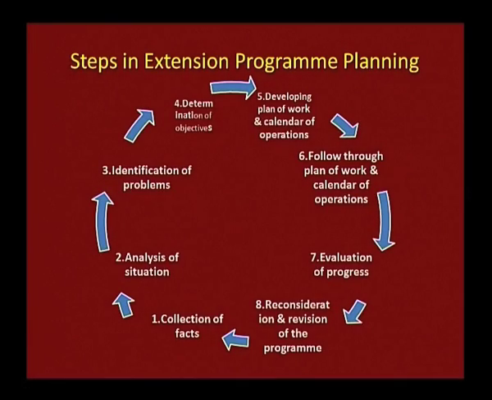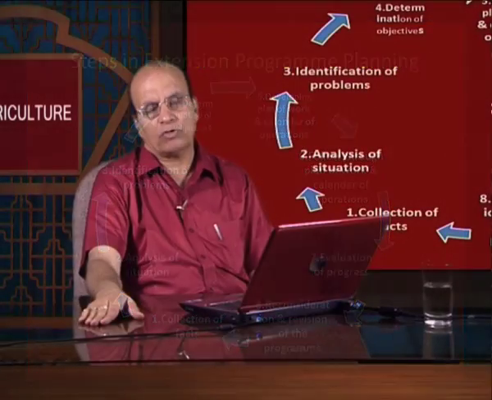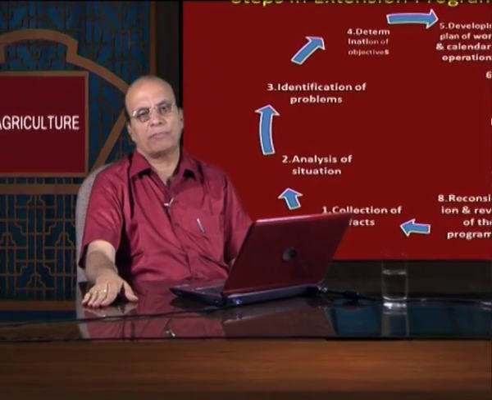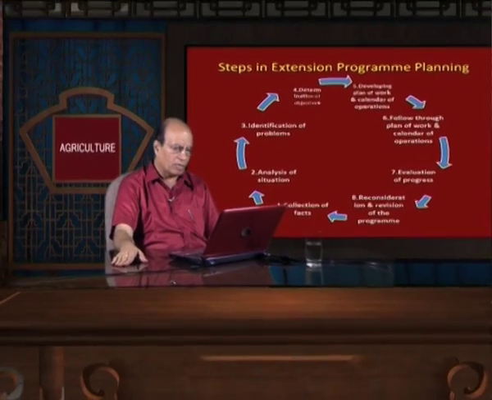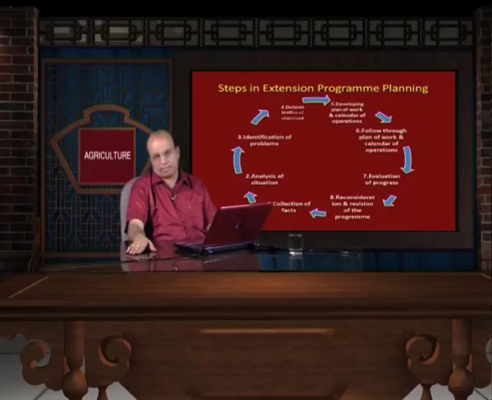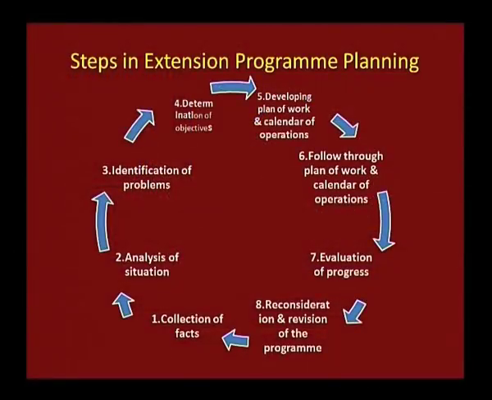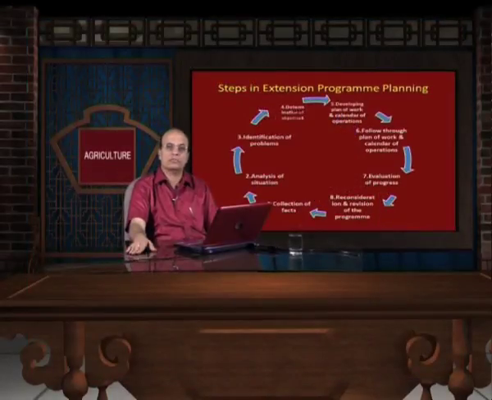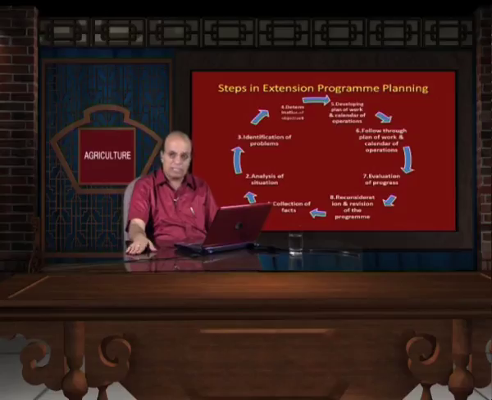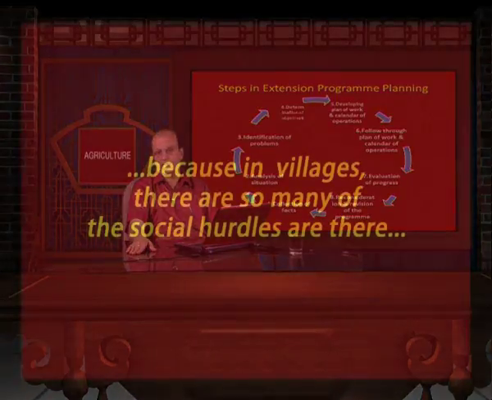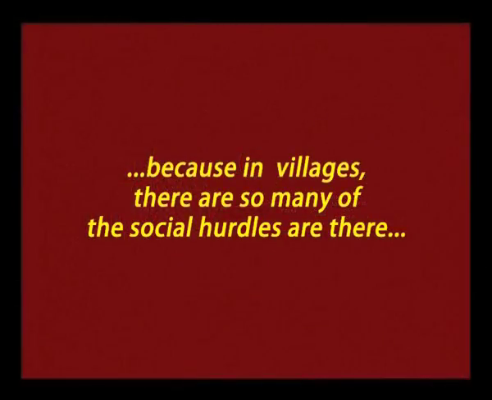There are certain steps of program planning. We have to process through the different steps of program planning. The first step is collection of facts, analysis of the situation. What type of resources are available in the villages? How best can we use the resources effectively? What type of population is there? Caste, creed, other beliefs, social parameters, norms, traditions, rituals have to be taken care of, because in villages there are so many social hurdles.